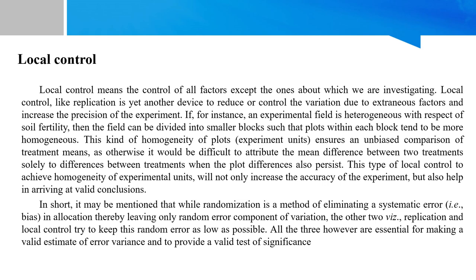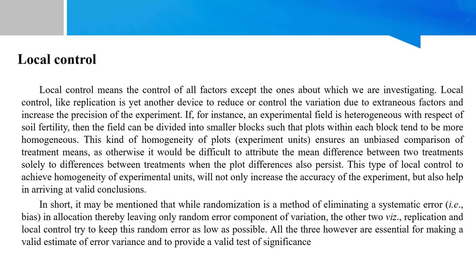In short, it may be mentioned that while randomization is the method of eliminating a systematic error in allocation, thereby leaving only random error component of variation, the other two, replication and local control, try to keep this random error as low as possible. All the three, however, are essential for making a valid estimate of error variance and to provide a valid test of significance.